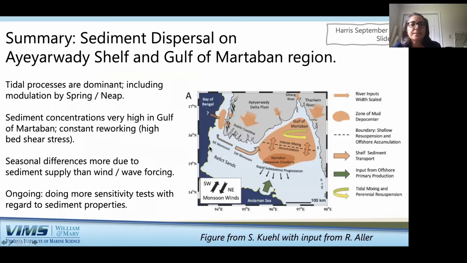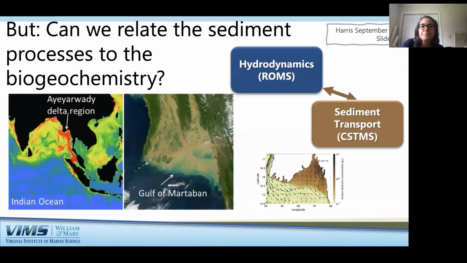So to summarize this study of the Irrawaddy Shelf, we see that the tidal processes are what's important, more so than what we found for the seasonal processes. Our sediment concentrations are really high in the Gulf of Martaban because they're constantly being mixed by energetic tides. The seasonal differences, I think, are more due to sediment supply than they are to the forcing by the winds and the waves. We haven't published these modeling results yet. We're working now on fine tuning it and writing it up for publication.